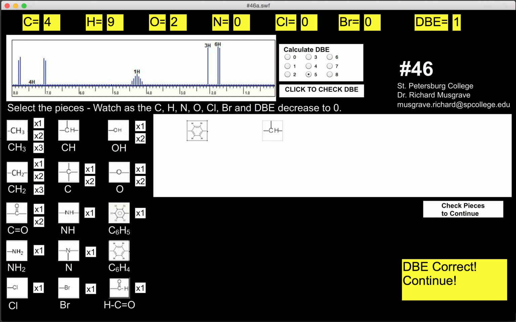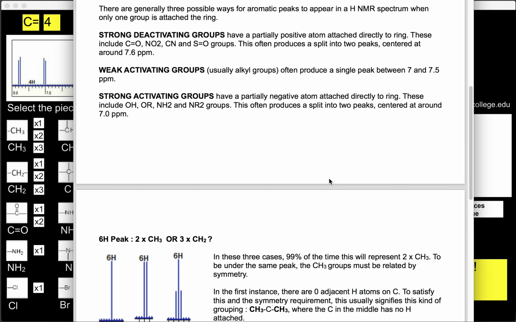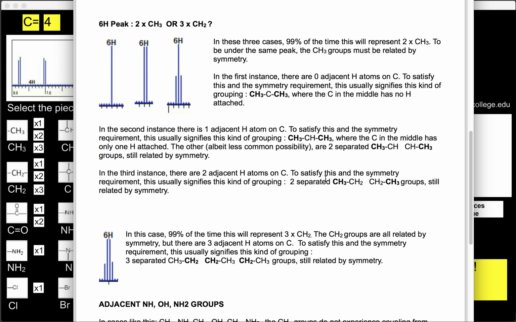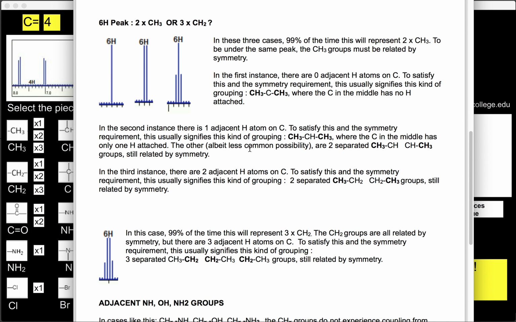Now when we're deciding if we're going to have two CH3s or three CH2s for a 6H, you should look at the number of peaks. When there's one peak, two peaks, or three peaks, most likely two CH3s will be what the 6H represents. It's only in the case of 4 peaks that we would consider 3 CH2s for our 6H. If you'd like, you can stop the video and read my discussion about this and how it relates to symmetry arguments.